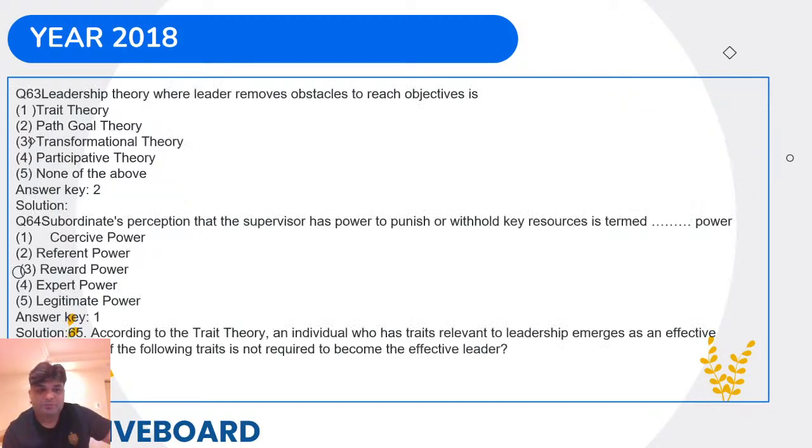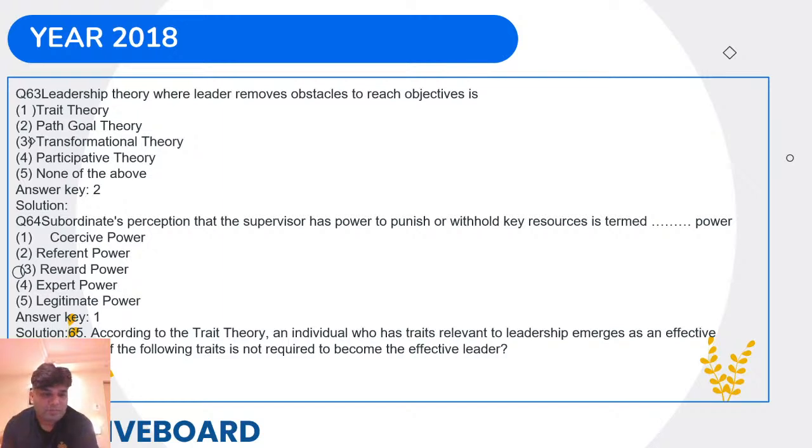Good evening, Krishna. Question number 63. Leadership theory, where leader removes obstacles to reach objectives, the answer is path goal theory. Right? When you talk about reaching objectives, you're talking about goal setting. So that has to be path goal theory.